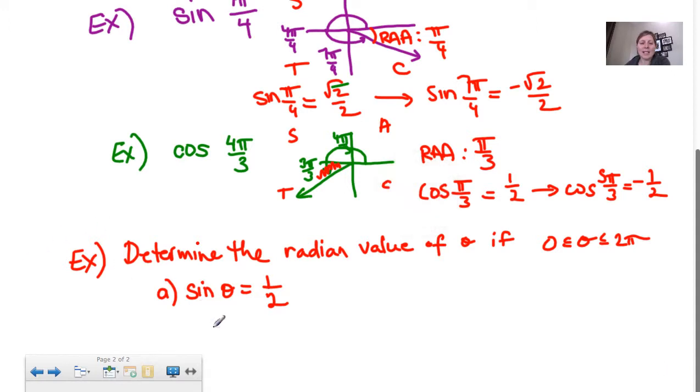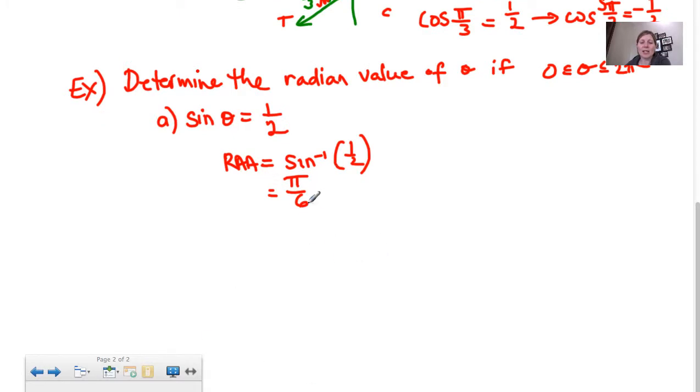So what I'm going to say here is, okay, my related acute angle is going to be the inverse sine of 1/2. But I know that the inverse sine of 1/2 is equal to pi on 6, according to my 1, 2, 3 trick above. So the inverse sine is equal to pi on 6. But here's the deal. We're talking about between 0 and 2 pi. So let's see if I've gotten all the answers.